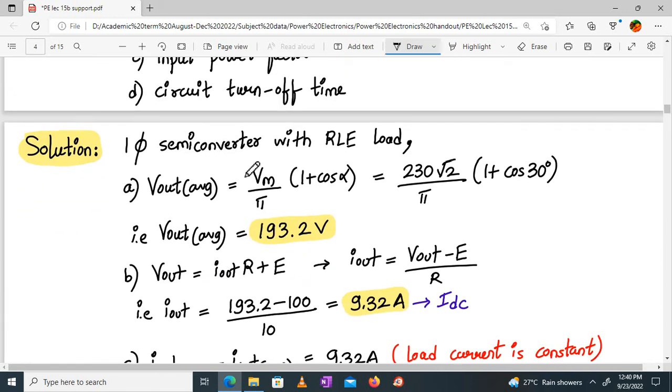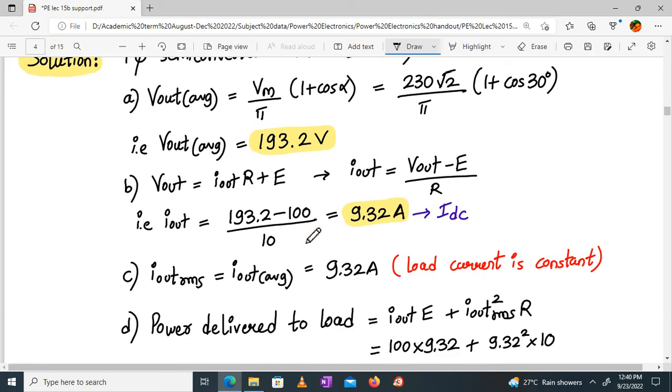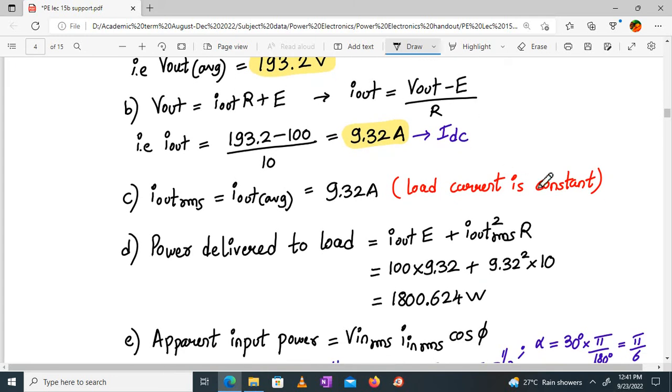So for a single phase semi converter with RLE load, what is the formula for V out average? Vm upon pi into 1 plus cos alpha. You can easily calculate it. What is the I out average? It is an RLE load, so it's V out minus E upon R. Again same formula, right? It's not V out upon R. Then the load current is constant, so my RMS value of the load current is the same as the average value.